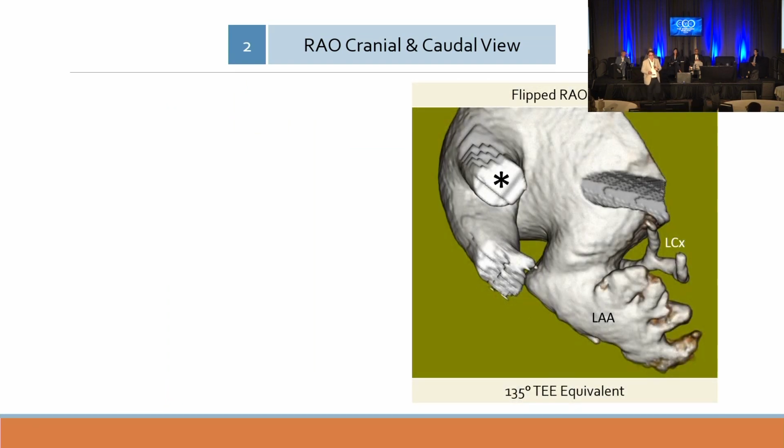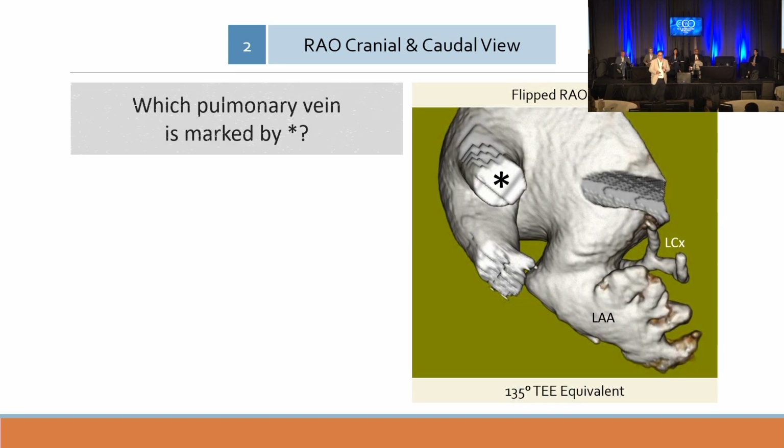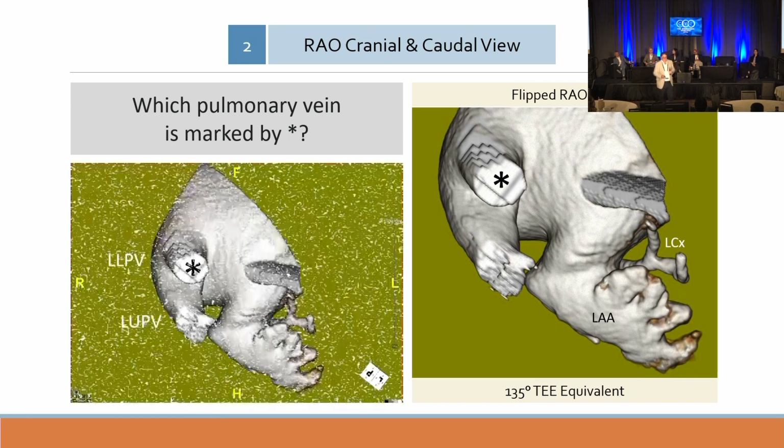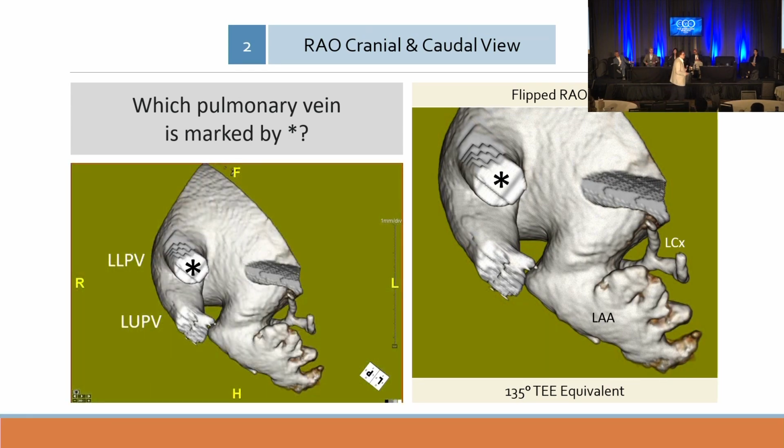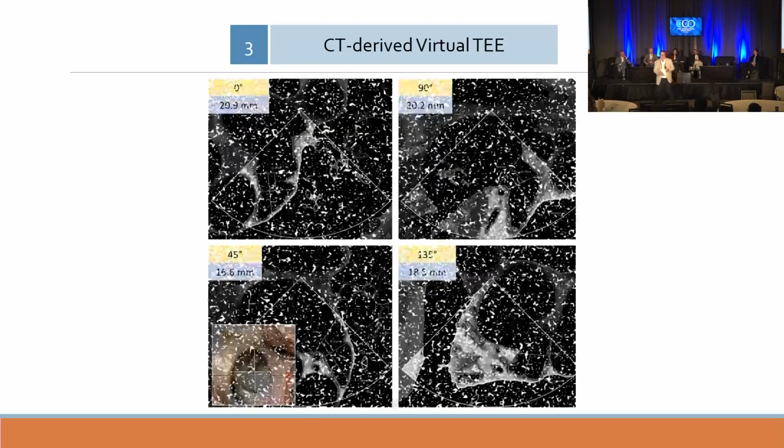How about this question? This is an AP view. Which pulmonary vein is marked by the asterisk? Anybody? 50% chance. Is it left-sided or right-sided? Left-sided, huh? Left upper. Your final answer? Looks like lower. Okay, so it's not easy, huh?